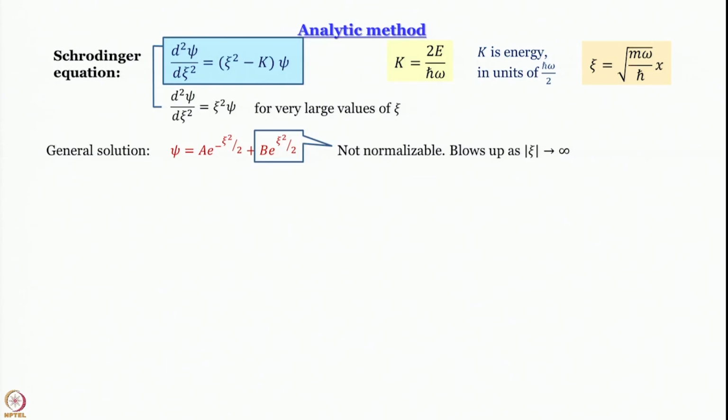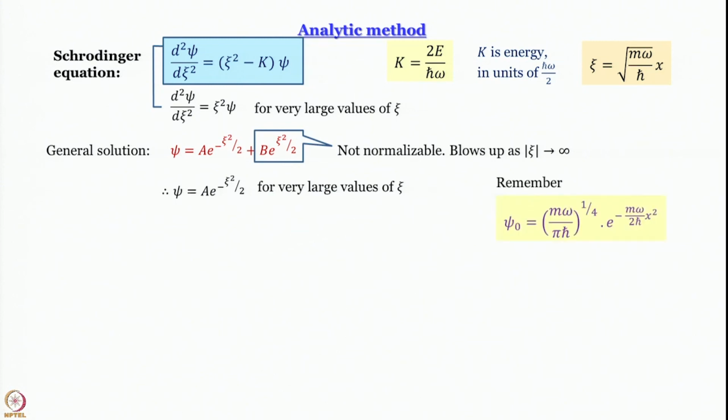Because remember, we are looking for acceptable wave functions only, and a wave function that is not normalizable is not really acceptable. So, we can simply write psi equal to a e to the power minus xi square by 2 for very large values of xi. Okay? And that should remind us of the wave function that we got already using ladder operators. That is also a multiplied by e to the power some constant multiplied by, well, instead of x you can write it in terms of xi square, can't you? Right. So, that is what it is.